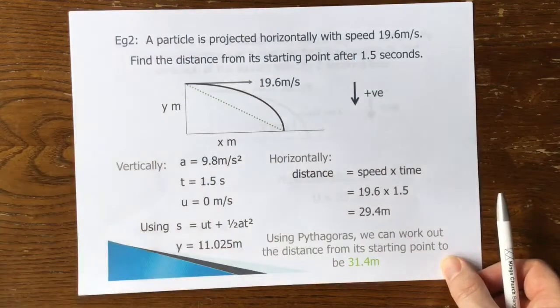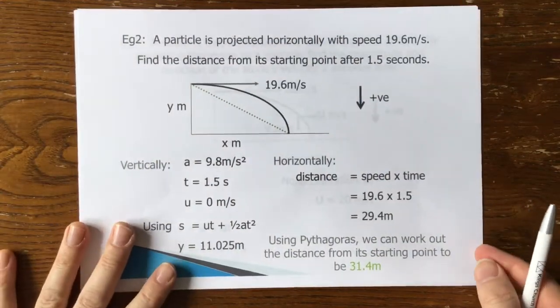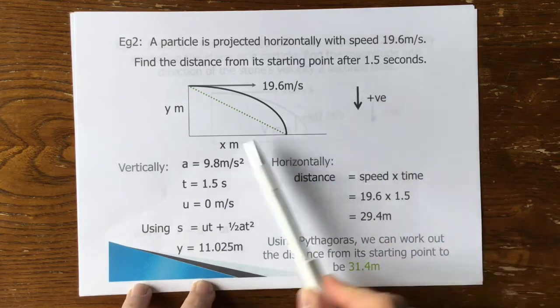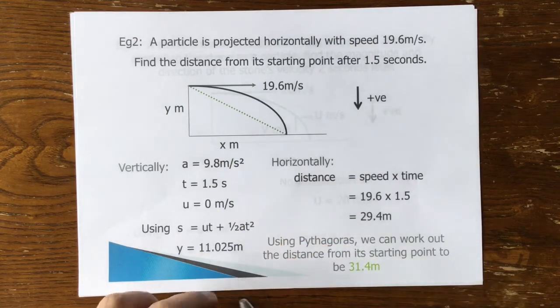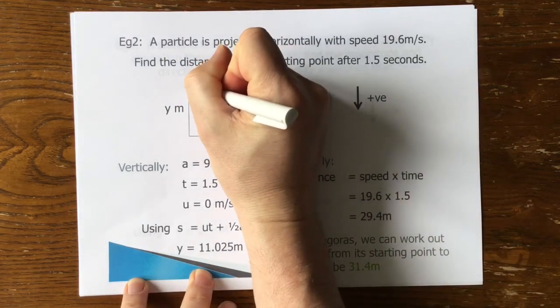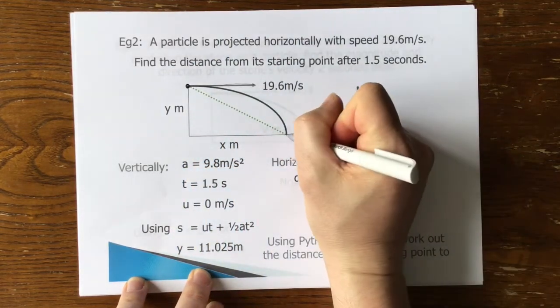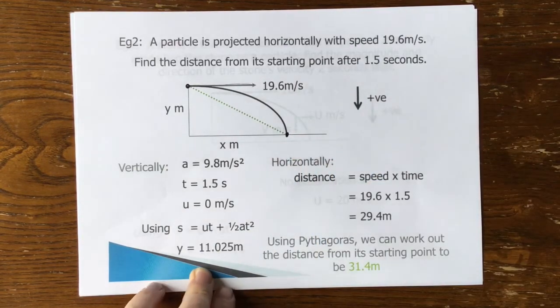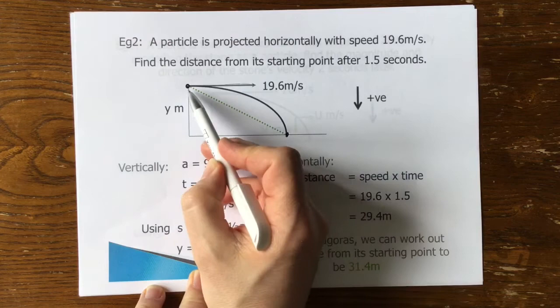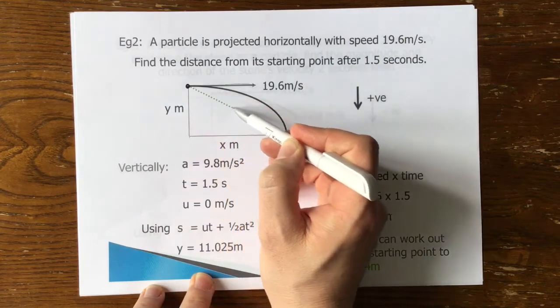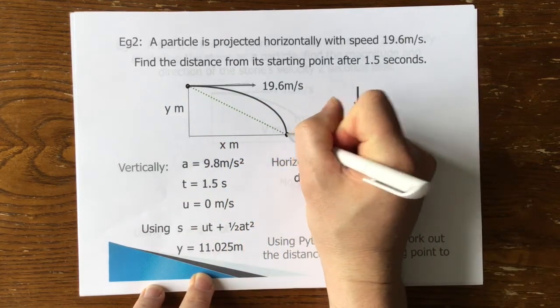Second example, same sort of thing. A particle is projected horizontally with speed 19.6 meters per second. Find the distance from its starting point after 1.5 seconds. So again, we're going to split it vertically and horizontally. And a quick wee diagram to start with is always good. Here's our starting point. We see that our speed is horizontal and it's going to end up down here after so many seconds, after 1.5 seconds. And what we need to do is find out, well, what's this vertical distance, y? What's this horizontal distance, x? And then we'll be able to work out the distance from its starting point.